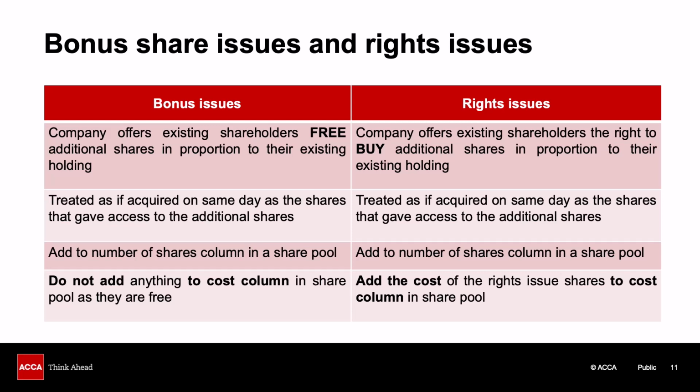A bonus issue is where a company offers existing shareholders free additional shares in proportion to their existing shareholding. So the shareholder is not going to pay any money for these shares. Whereas when there's a rights issue, the company offers existing shareholders the right to buy additional shares in proportion to their existing shareholding, so there is a cost to the investor here. Whether there's a bonus issue or a rights issue, these shares that are acquired are treated as if they were acquired on the same day as the shares that gave access to those additional shares. This is important when we're looking at applying the share identification rules that we saw earlier.